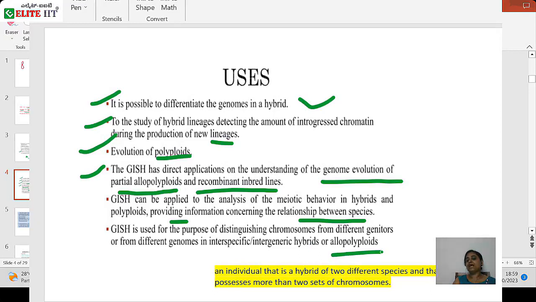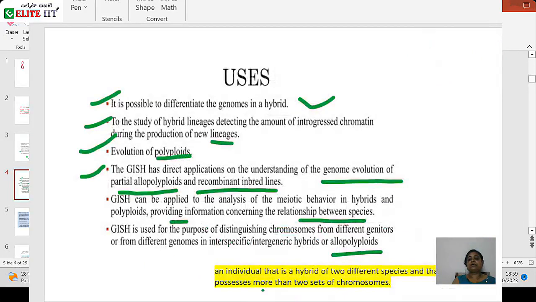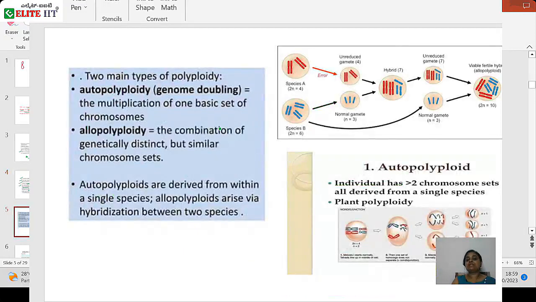Alloploids means an individual that is a hybrid of two different species. So what I told you about this thing, this is blue and green combination, a genomic combination. You can consider this a hybrid. Now, an individual that is a hybrid of two different species and that possesses more than two sets of chromosomes, in that case, it is known as an alloploid. So you can identify that alloploidy. So what is alloploidy and autoploidy? You should know that.